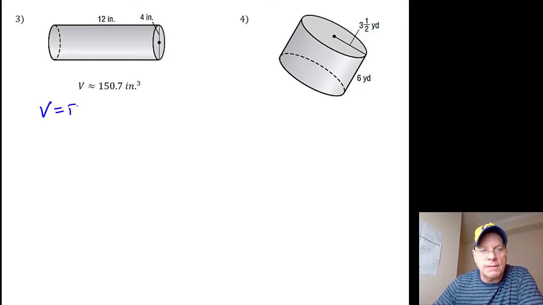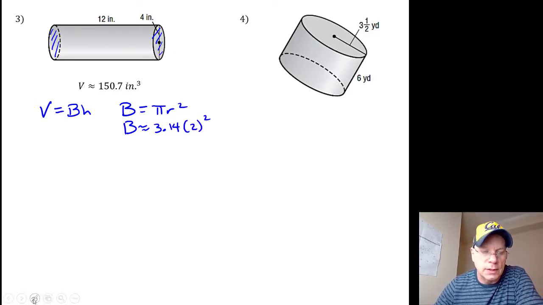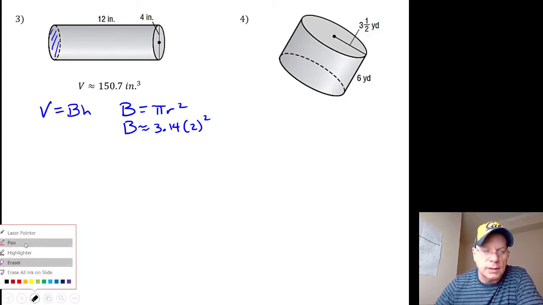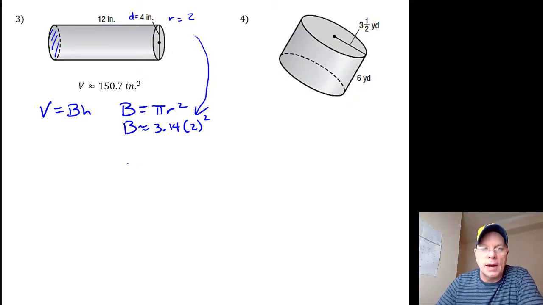Volume equals area of the base multiplied by the height. Area of the base, in this case, since the base is a circle, is pi r squared. So the area of the base is approximately 3.14 multiplied by 2 squared. Now if you missed this one, the most likely error or misunderstanding is probably not seeing that this 4 inches goes all the way across through the center and all the way across. It's a diameter. D equals 4, so r equals 2. So be careful that you're substituting r into the area formula.